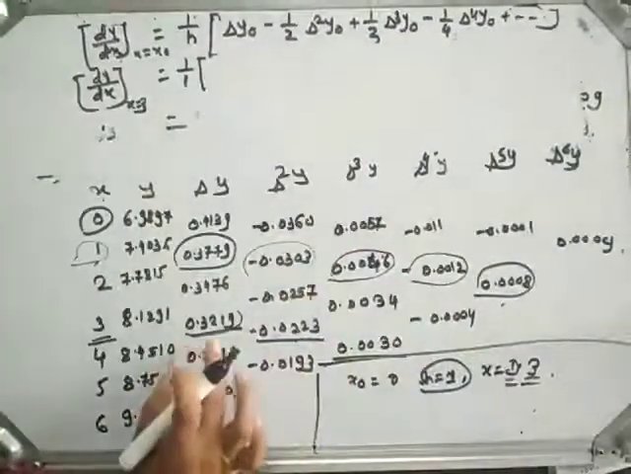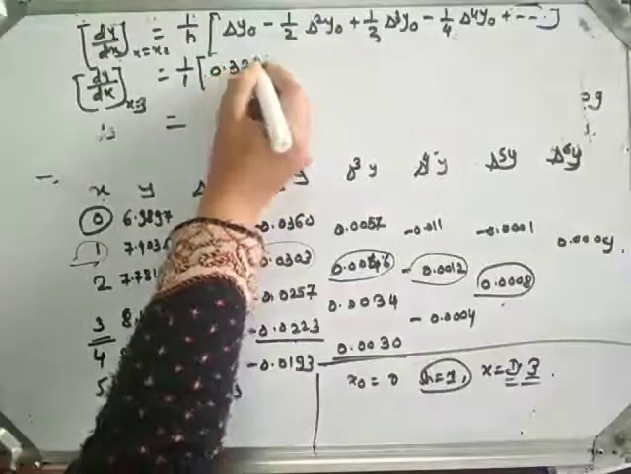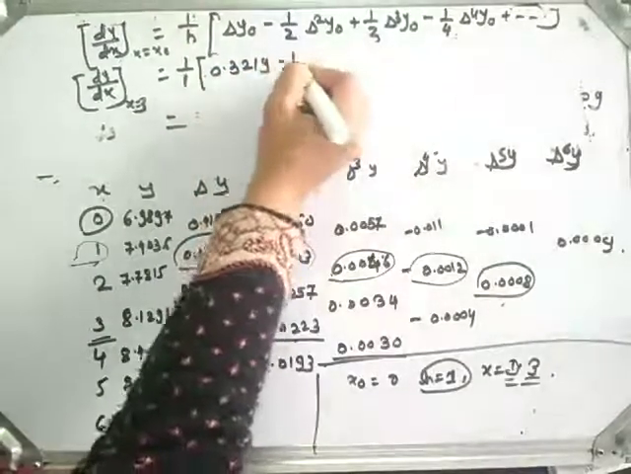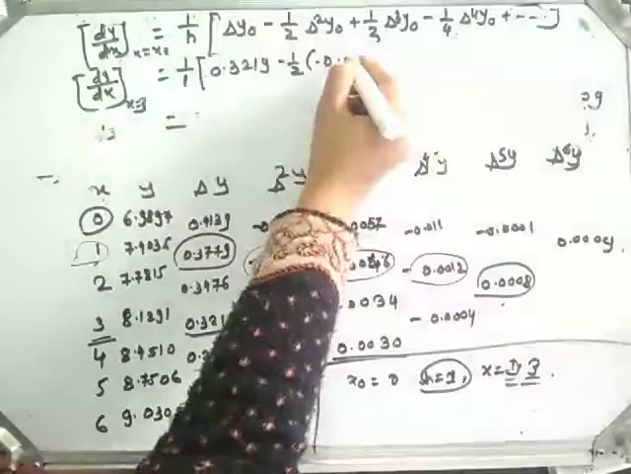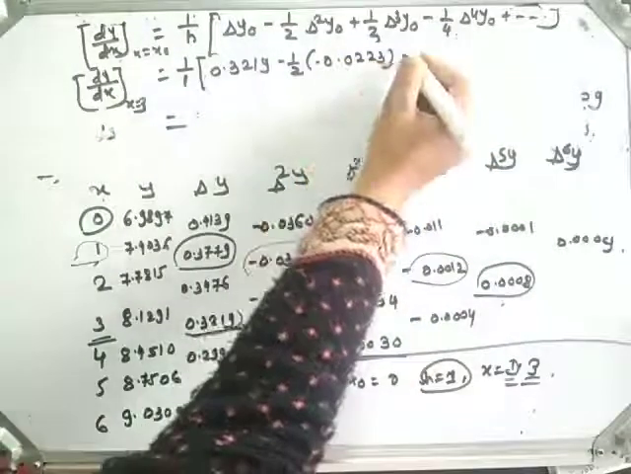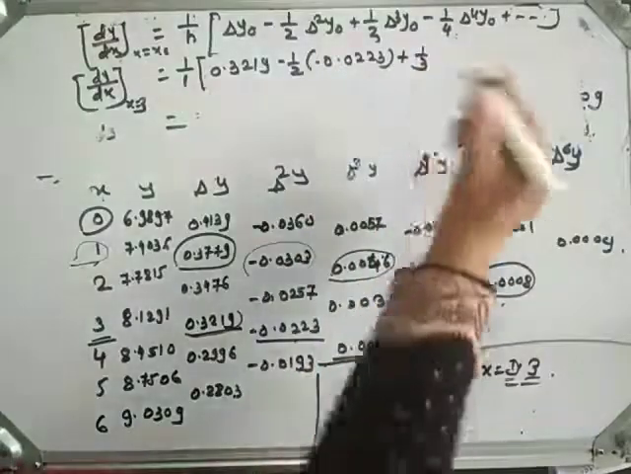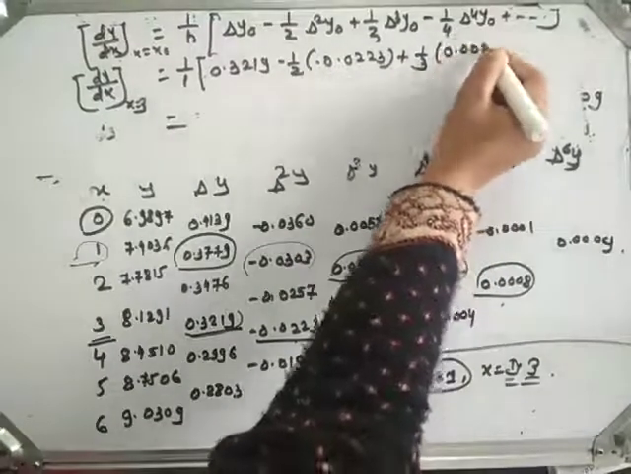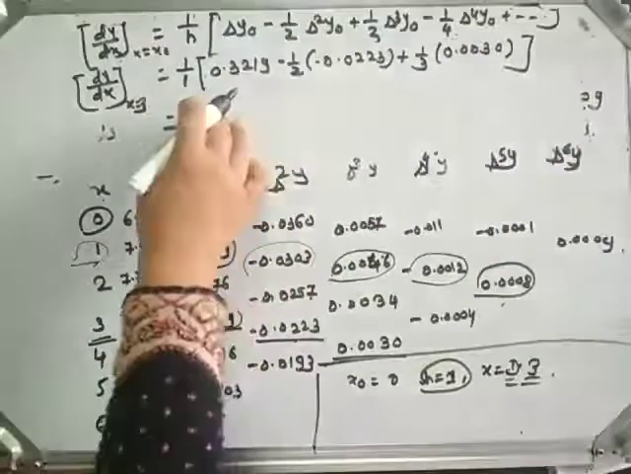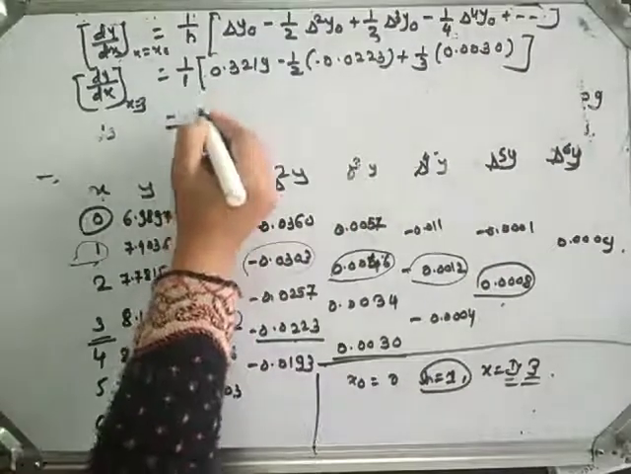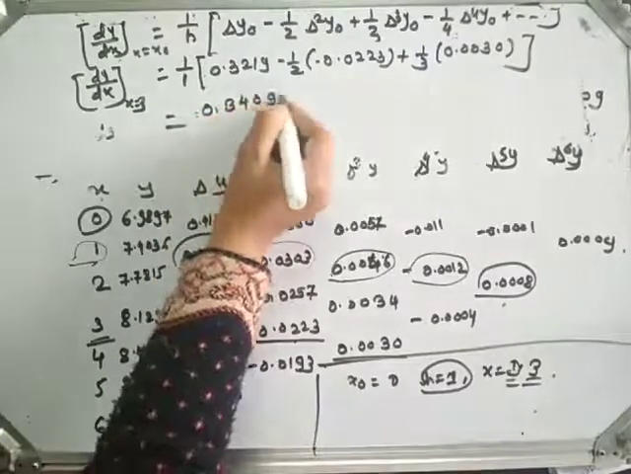Okay. Delta y0 is 0.3219 minus 1 by 2 into minus 0.0223 plus 1 by 3 into delta cube y0 is 0.0030. Okay. Simplify this, you will get the answer 0.34099. Okay.